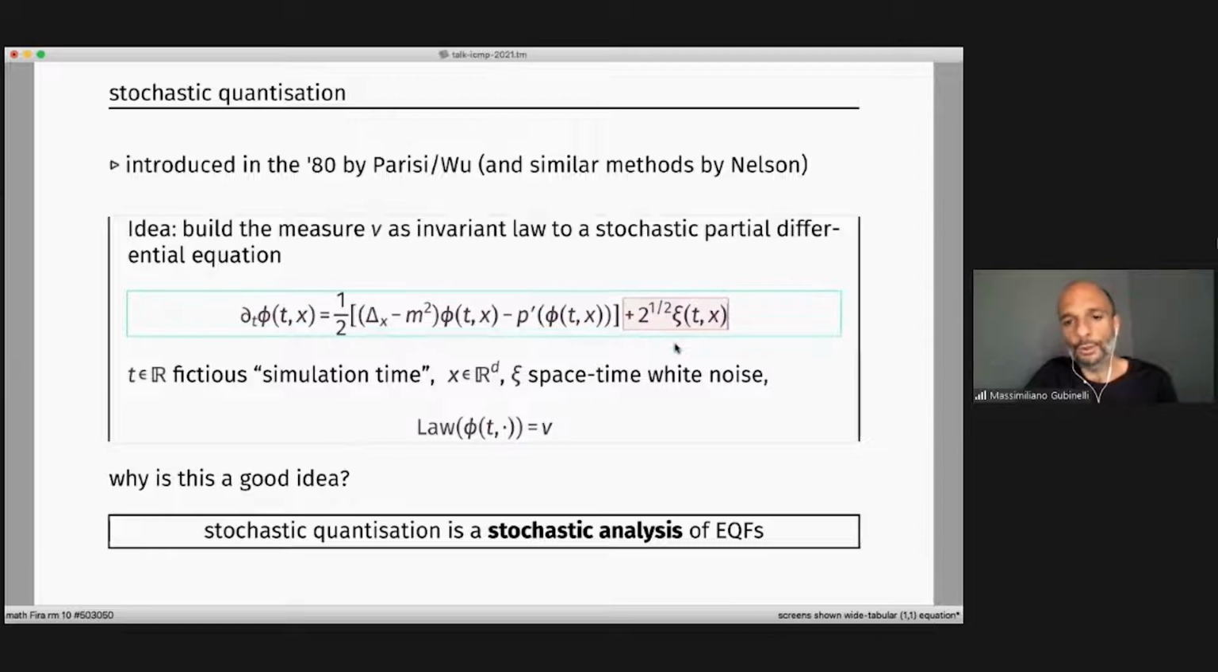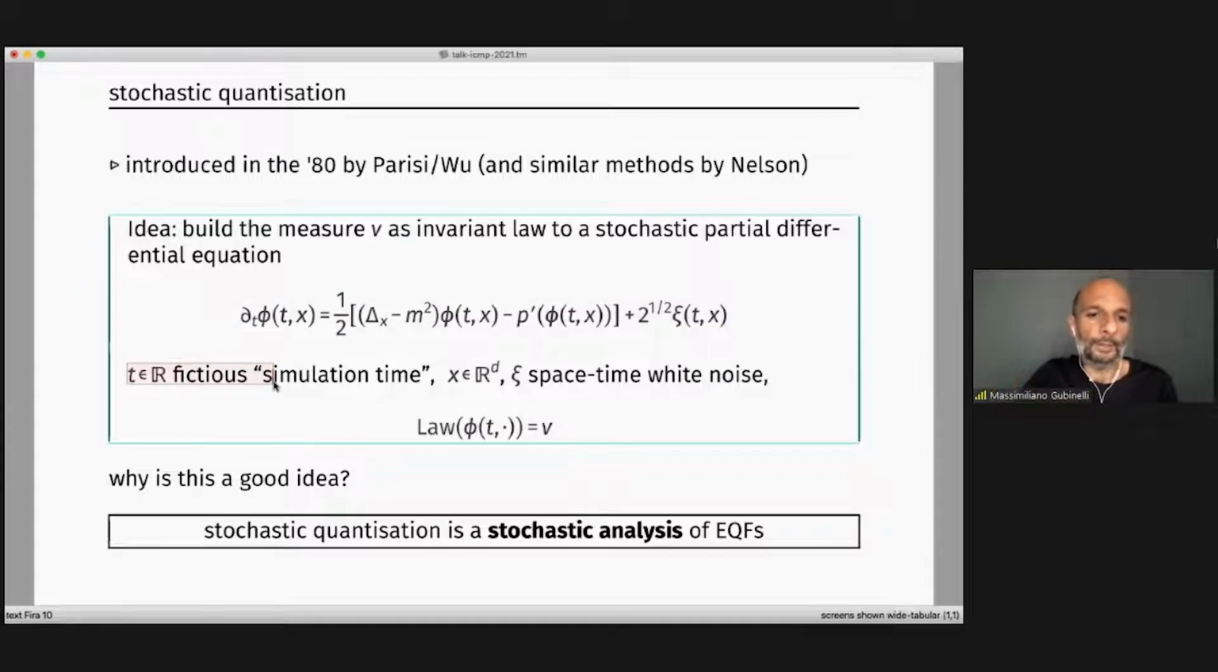And then you need to add a noise, so it's a stochastic PDE, and the noise is space-time white noise. And then I think a key point for me in this talk is that you have to introduce an additional parameter. So somehow, instead of just looking at a function on the Euclidean space, you have to introduce a fictitious time, which you can imagine as the simulation time of a Monte Carlo Markov chain method. Okay, so it has no physical meaning, and actually you're not interested in this evolution.